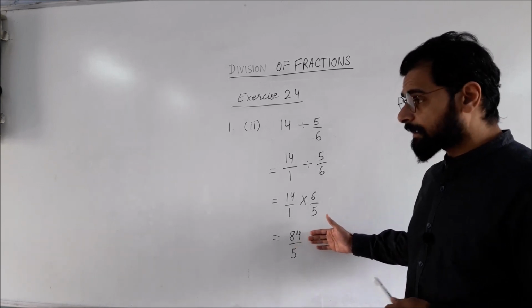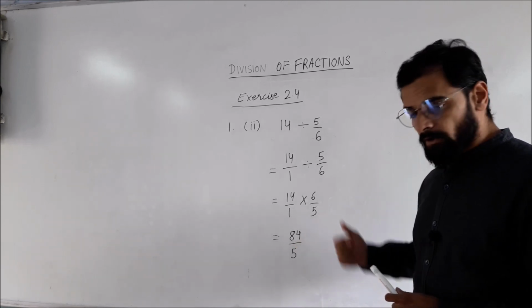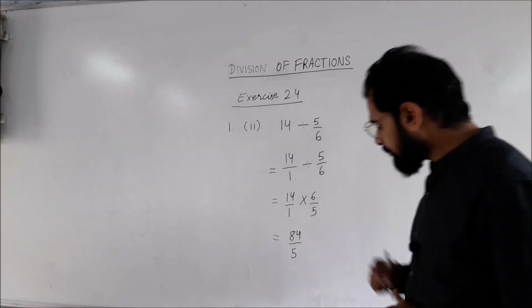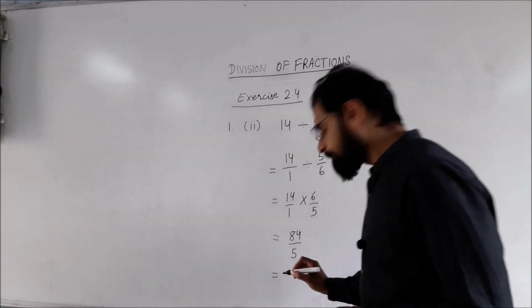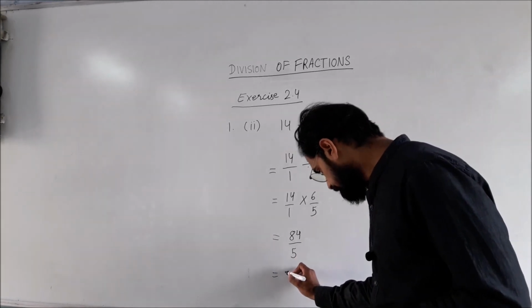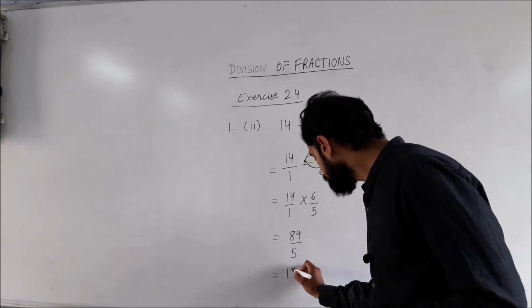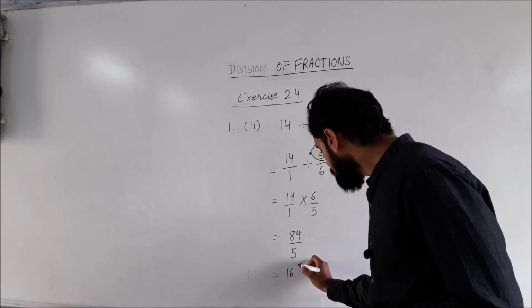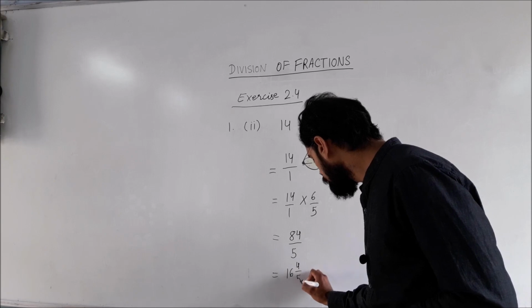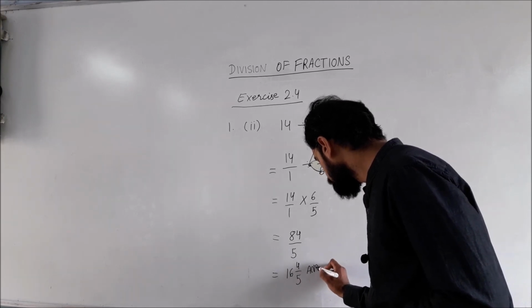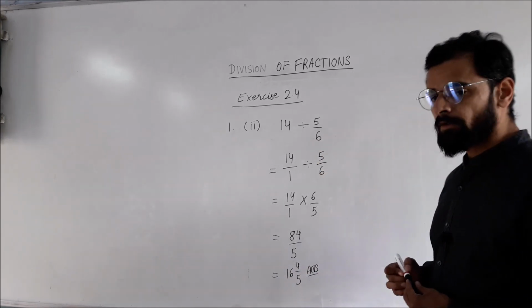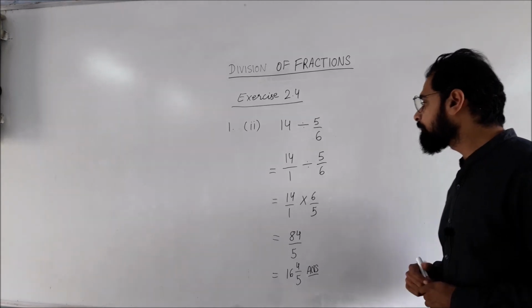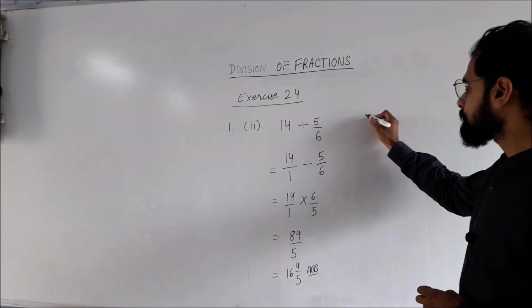As you can see, the answer is in improper form. We can change it to mixed number form as 16 and 4 over 5. This is the second part of the first question.